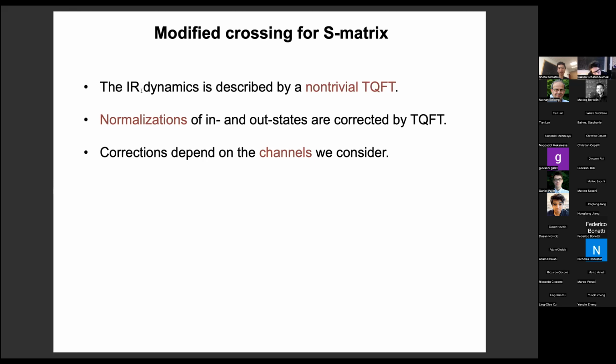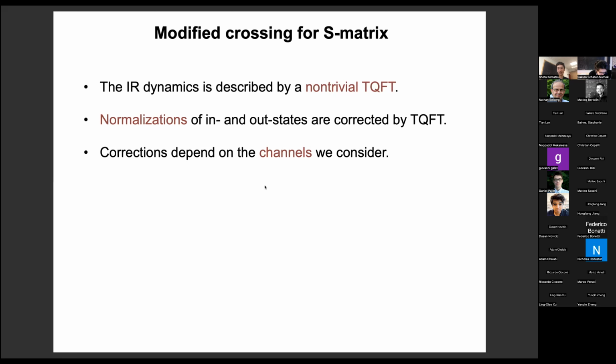The first important property is that IR dynamics is described by a non-trivial topological quantum field theory, and you can compute various expectation values of networks of lines using that. The second important thing is that the normalizations of the in and out states that we use for the S matrix are corrected by these topological QFT degrees of freedom. And the third important point is that the corrections depend on the channel, S channel or T channel, that we consider. And this is the main reason why we get the modified S matrix.